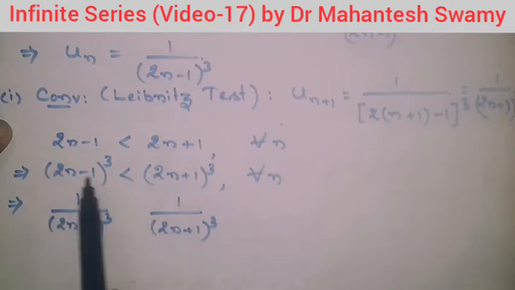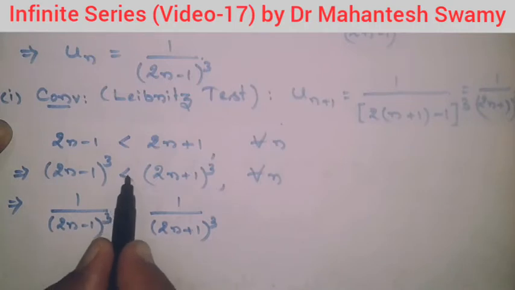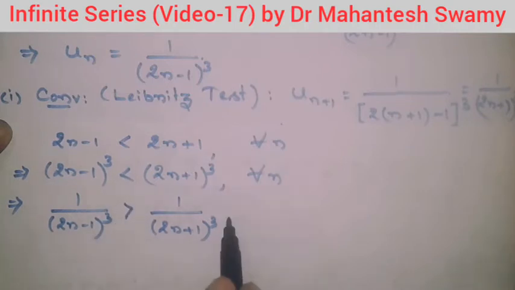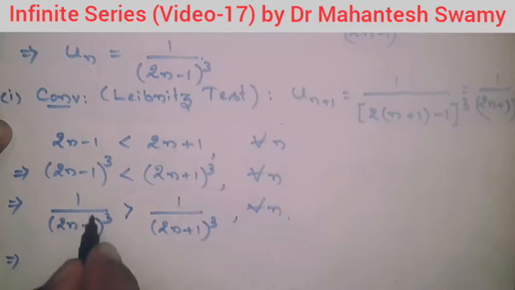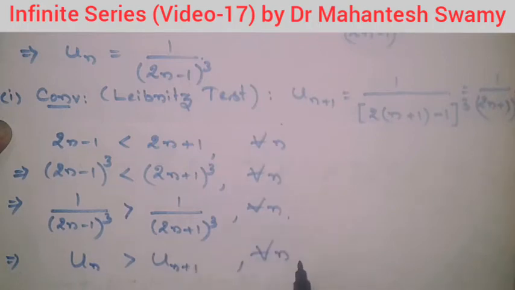So when we take the reciprocal, the inequality reverses, less than becomes greater than for every n. So from this, what is this? This is un, and what is this? This is un plus 1. So we have proved the first condition, that is, the first condition of Leibniz test is verified.